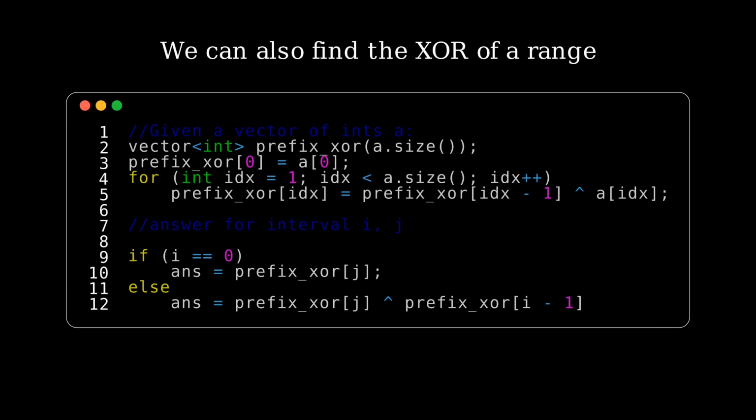For the construction, we proceed the same way. We set the prefix XOR of 0 to be equal to a of 0. Then each subsequent entry of the prefix XOR array would be equal to the previous entry, XOR the value of the array at idx, and for the answer, it would be equal to the prefix XOR at j if i is equal to 0, otherwise it would be equal to the prefix XOR at j, XOR the prefix XOR at i minus 1.